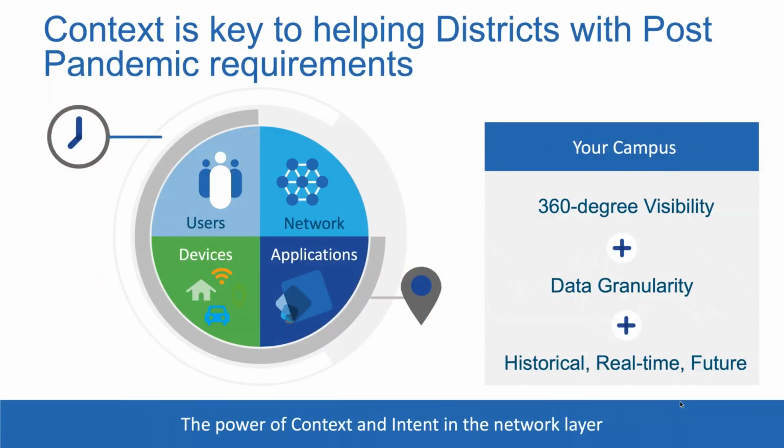We want to make sure that we have 360-degree visibility and data granularity, with data that's historical, real-time, but also future. The four main areas are the users, the network, the devices, and the applications. When we bring that context all together into the network layer, it can really give us the data that we need to be more efficient, to help our teachers and our administration adjust to the needs of the community in our districts and our students.